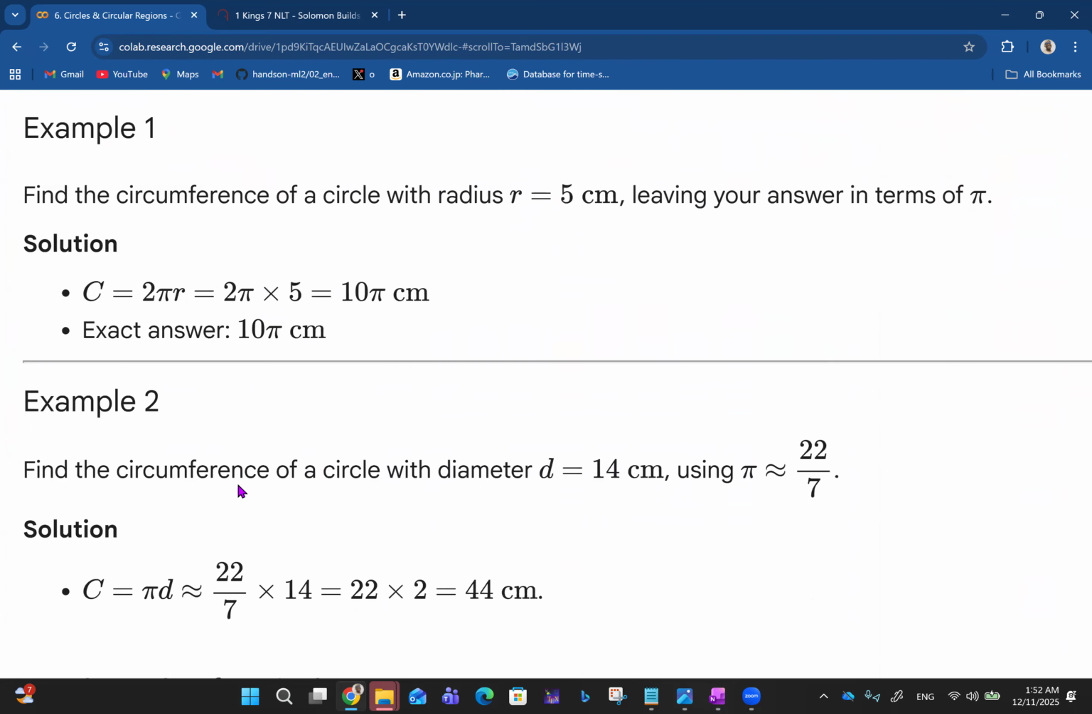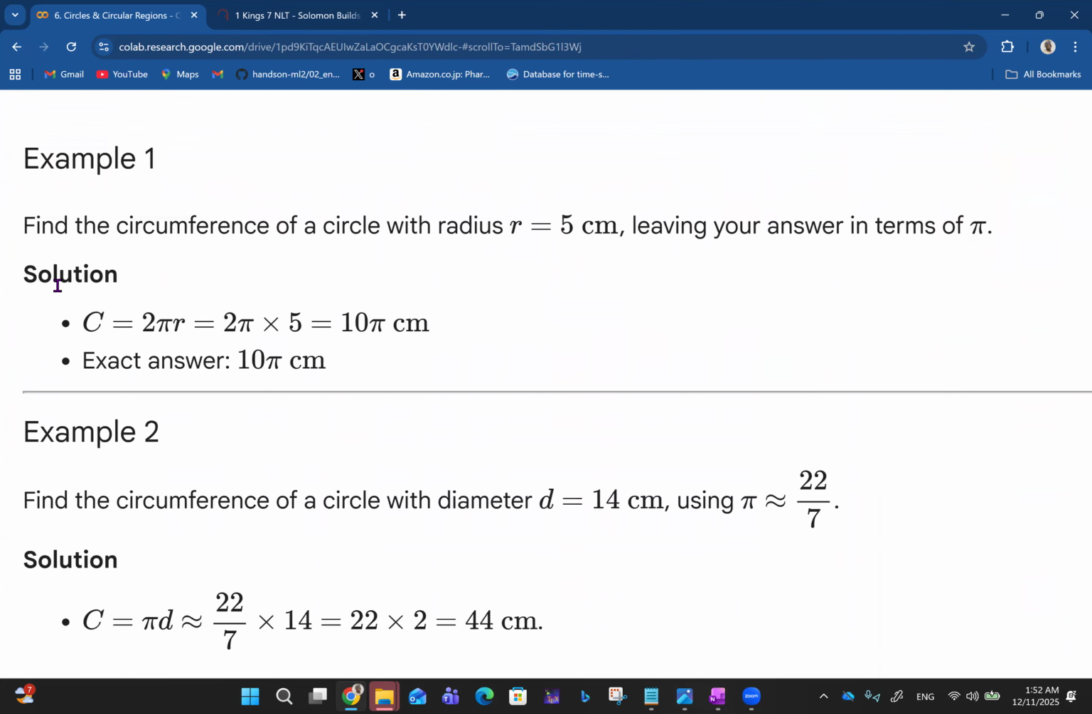So example 1 and 2 now. For example 1, find the circumference of a circle with radius 5 cm, leaving your answer in terms of pi. Circumference is simply 2 pi r. That's 2 pi times 5, that's 10 pi cm. Of course, if you have to break it down, you could say 10 times 22 over 7, and you'd get 220 over 7. But the exact answer is 10 pi cm. Example 2: find the circumference of a circle with diameter d of 14 cm. You don't have to find the radius in this case.